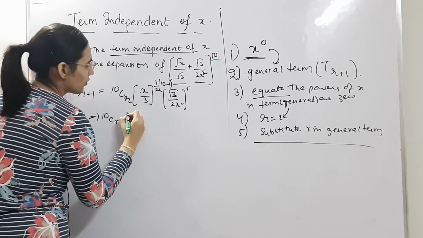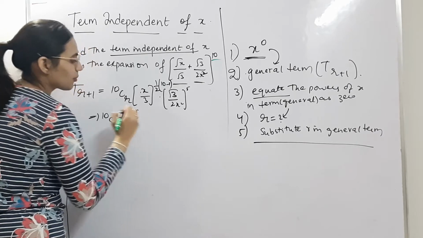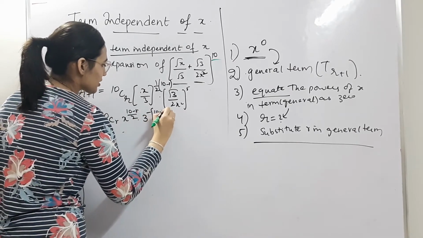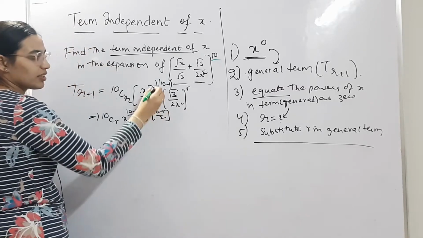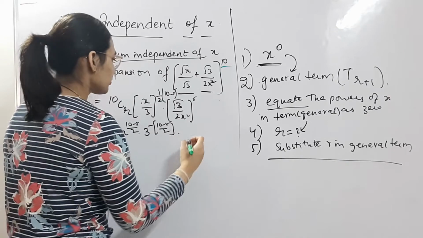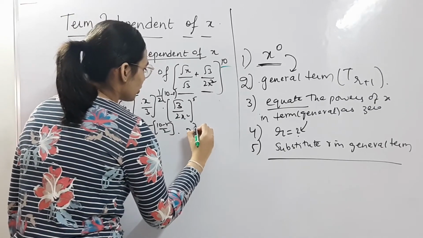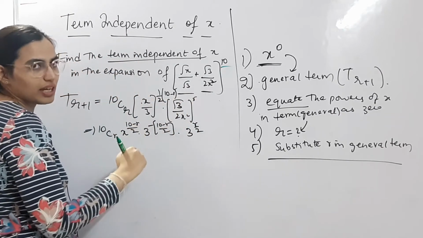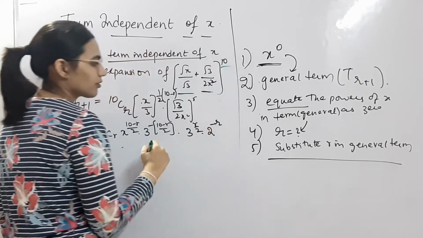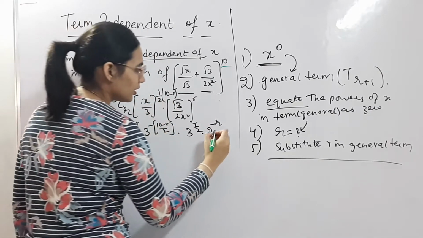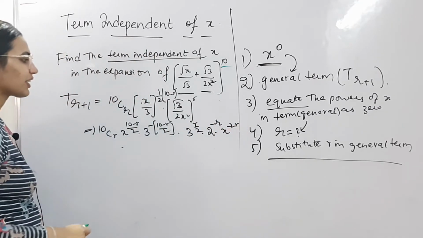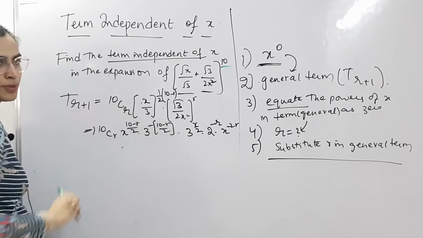X to the power of (10 minus r) by 2 into 3 to the power of minus (10 minus r) by 2, because 3, I took the reciprocal, which will become 3 to the power of minus 1. And here 3 to the power of r by 2, because root I have taken that, and 2 to the power of minus r, because 2 also I took the reciprocal, and x to the power of minus 2r. Right. So this is the simplification of this.